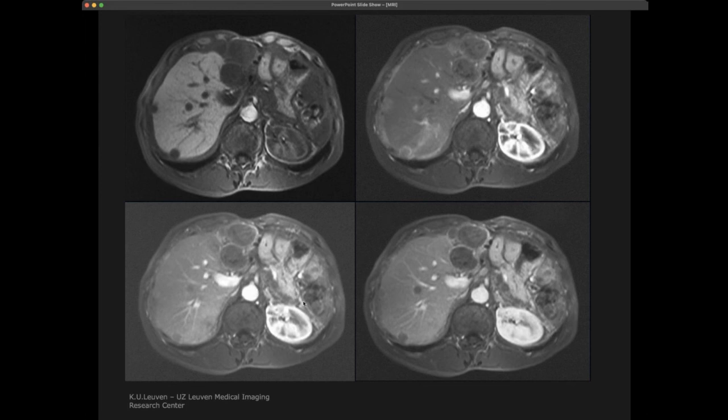And so by looking with different sequences at different time points, we can actually see how contrast is being distributed. Also, when we look at the tumor, we see that at first there's no contrast in the tumor, but a bit later on there is. So that means that there is some perfusion, but it's slow perfusion compared to the perfusion of the liver, for example.